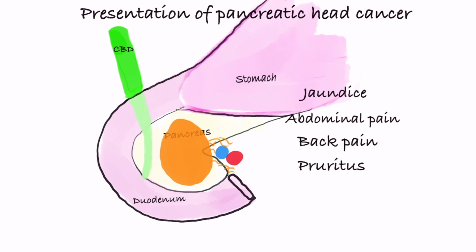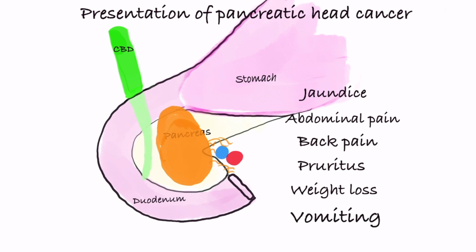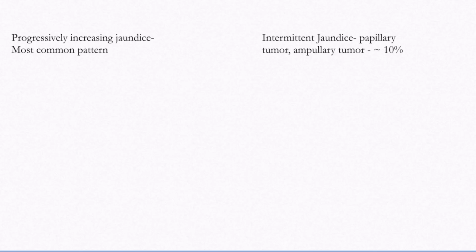Bile salts irritate nerve endings in skin and cause mast cell destabilization. Weight loss is an adverse feature of pancreatic cancer. Vomiting can be due to celiac plexus involvement by tumor or nodes, or by duodenal involvement leading to gastric outlet obstruction. Typical pattern of jaundice in periampullary cancer is painless, progressively increasing type.